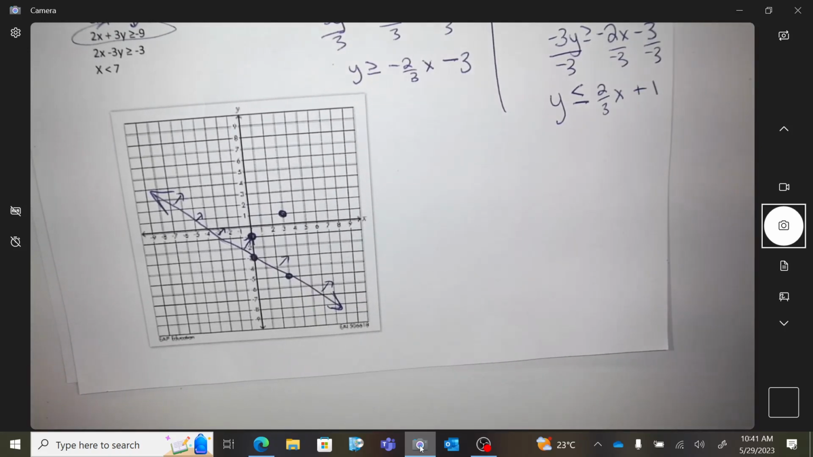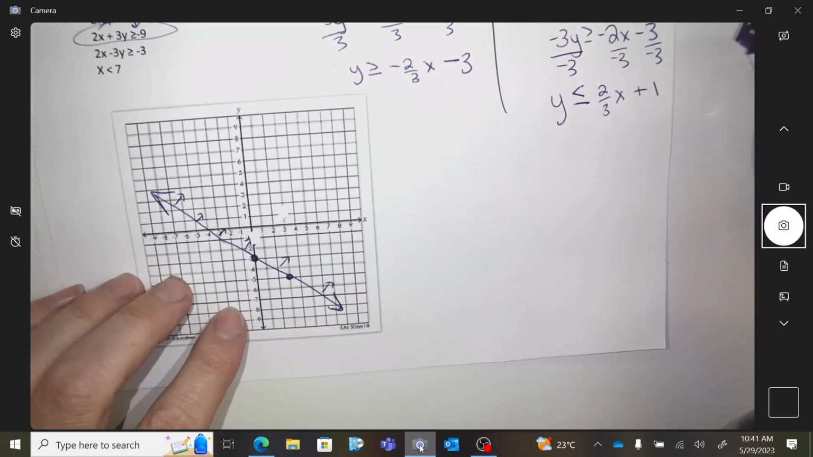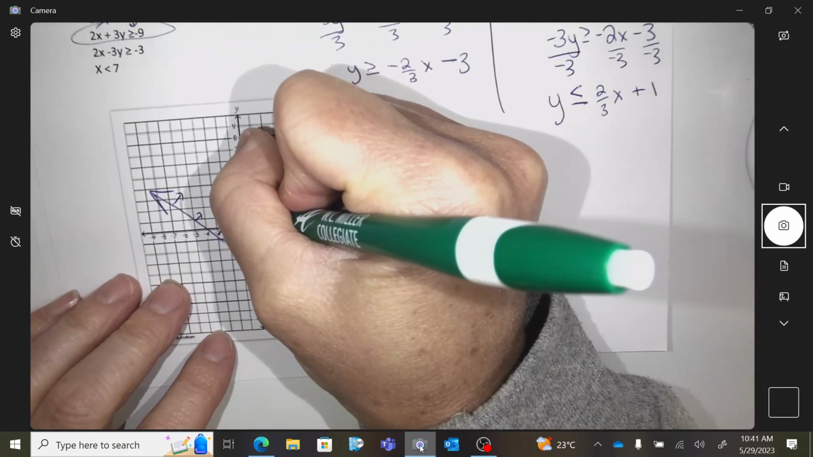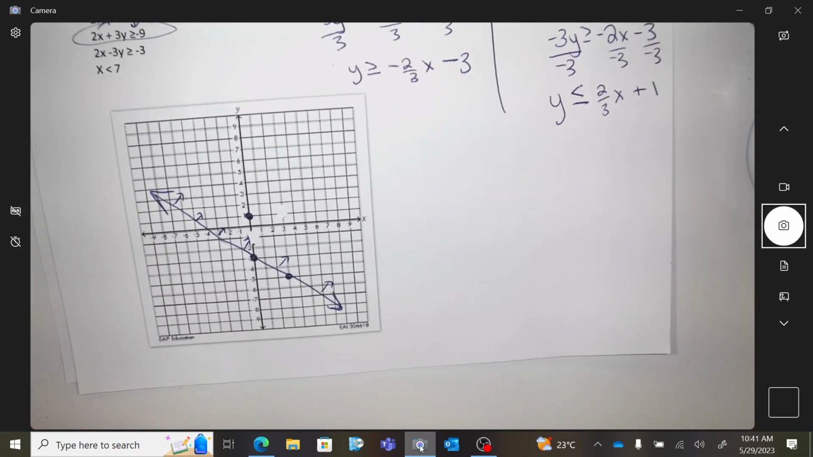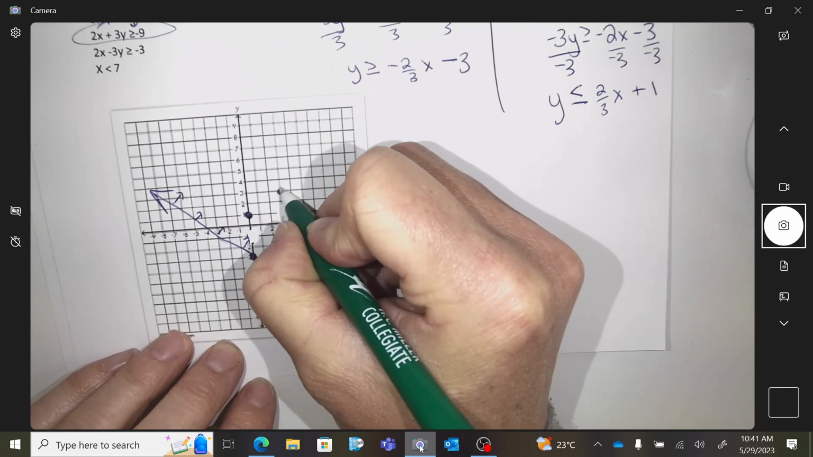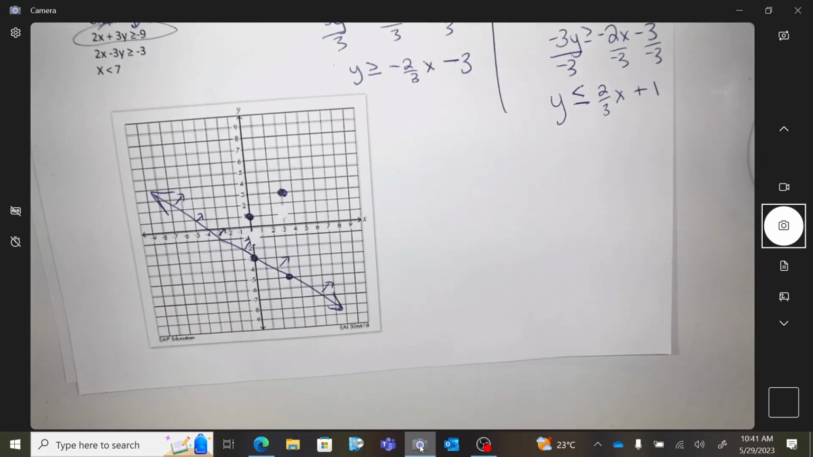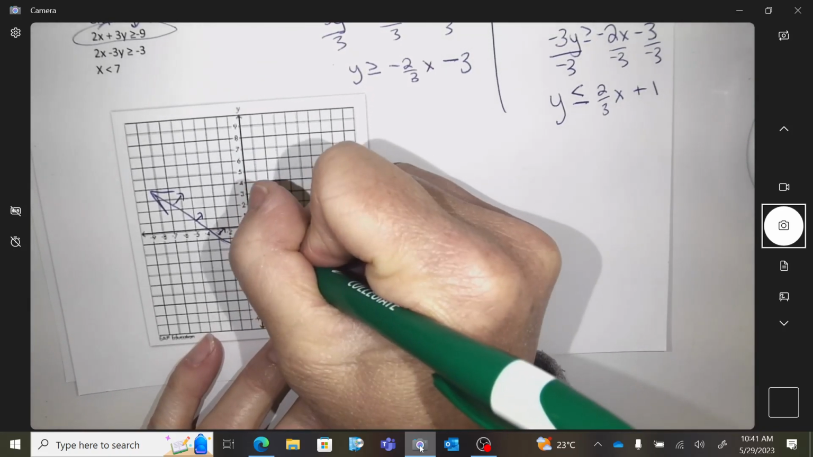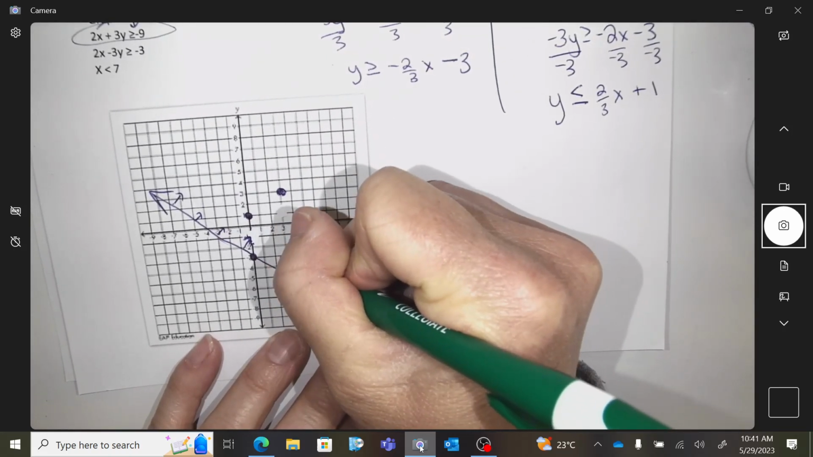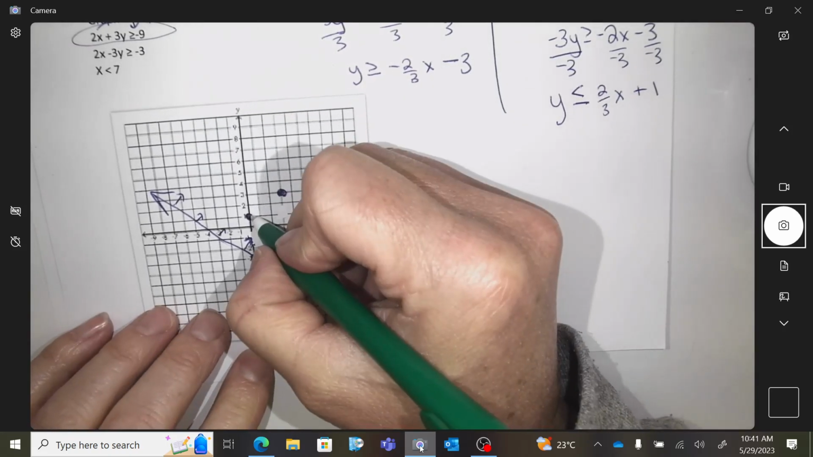So oh, I did it again. What am I doing today? Apparently I don't know where positive 1 is. Positive 1, I need to go up to right 3. Solid or dashed line when you draw it? Solid. Solid again.